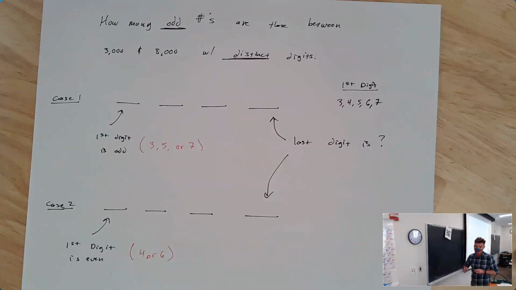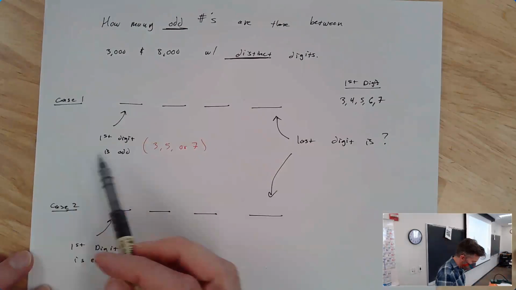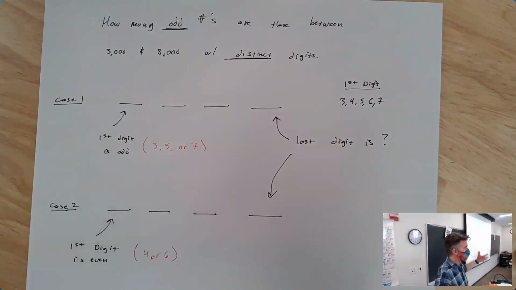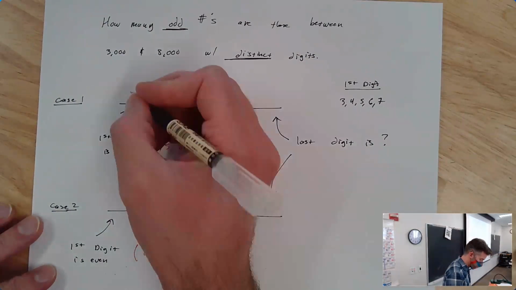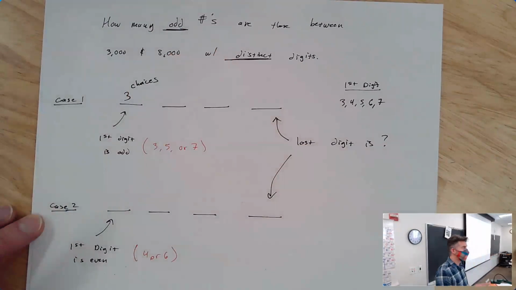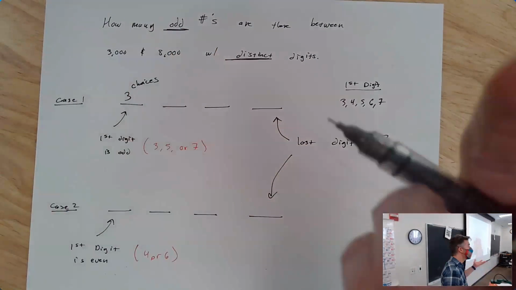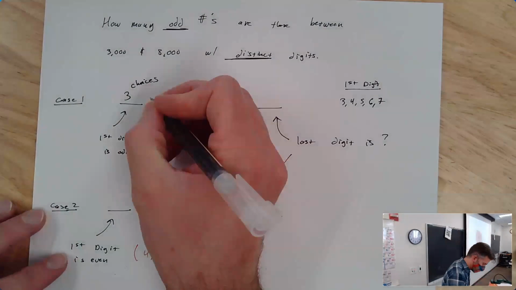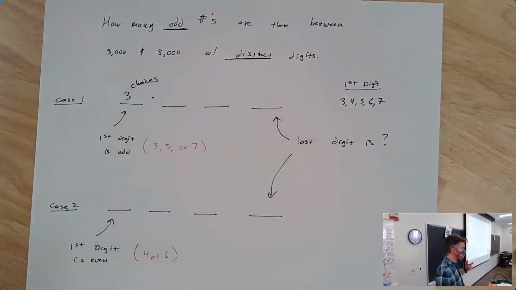So in this case one, where the first digit is odd, how many possible choices do I have for the first digit? It could be 3, 5, or 7. So 3 choices. Not the number 3, 3 choices. Although it could be the number 3. It's probably why the other example is better, because the number doesn't match up with one of the possibilities.